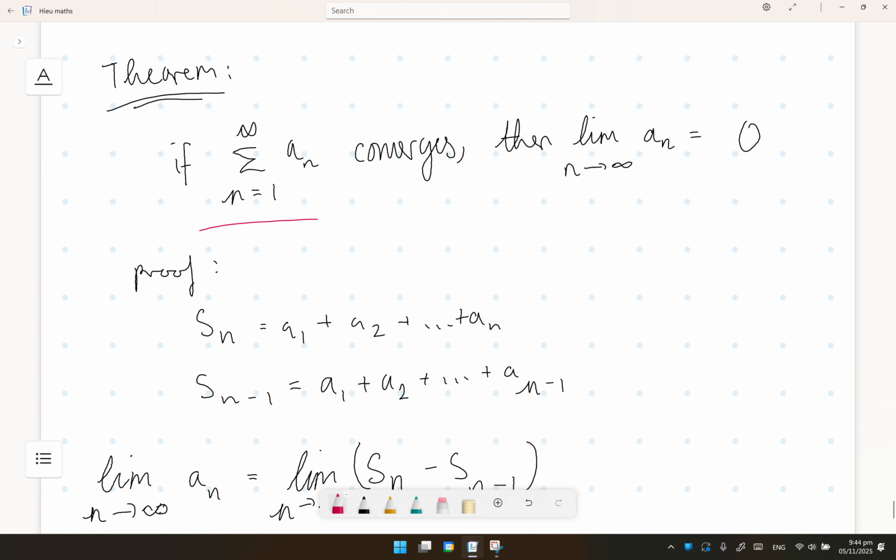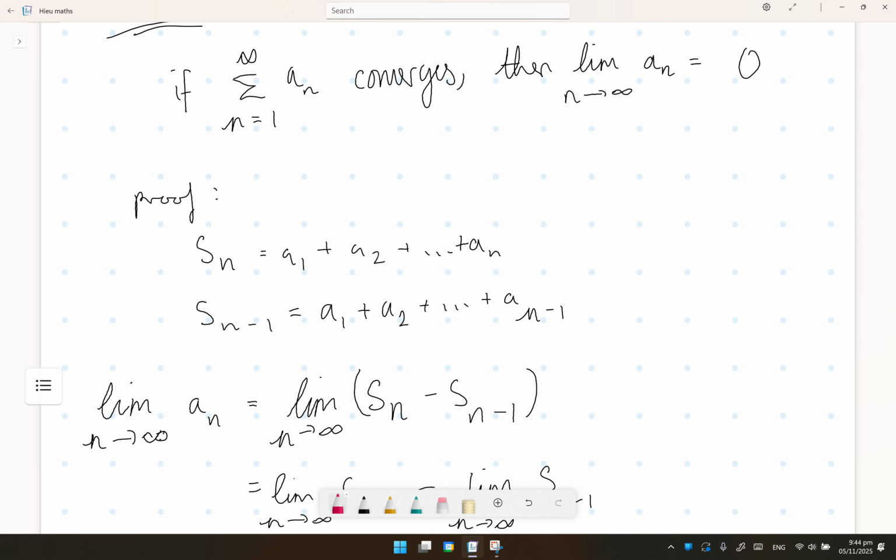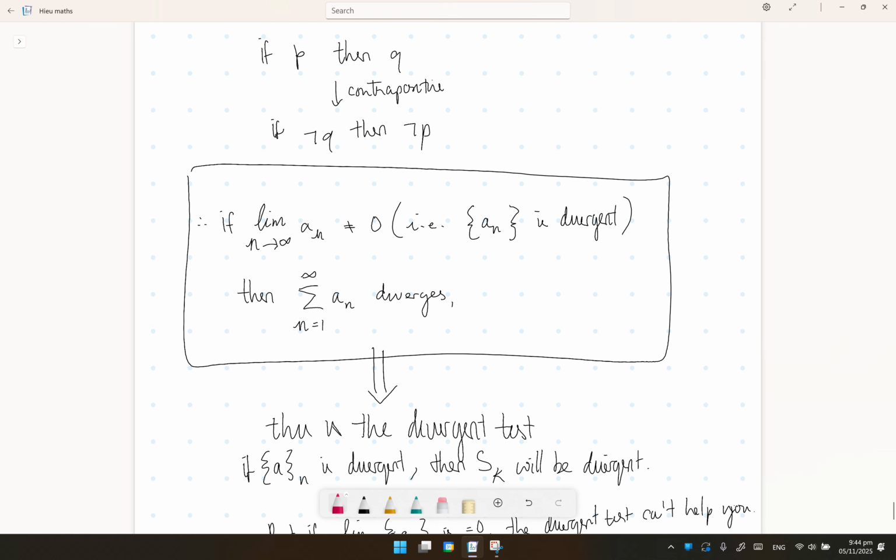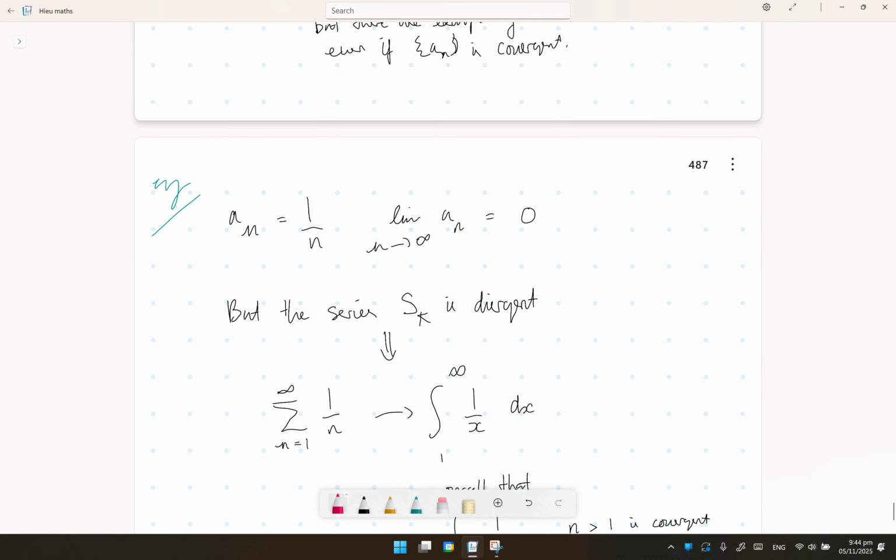And this theorem's not stating that, right? It says that if the sum is convergent, and that's dependent on the sum being convergent, then the limit of the sequence must be equal to zero. But if the limit of the sequence is zero, that doesn't guarantee the sum being convergent. Okay, so let's look at a few examples, and then this will lead up to the next theorem as well.